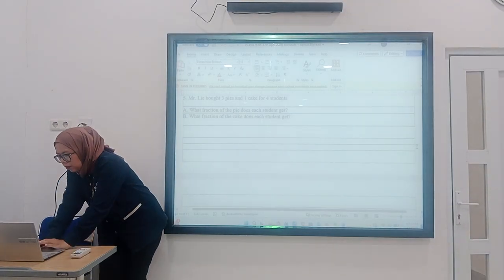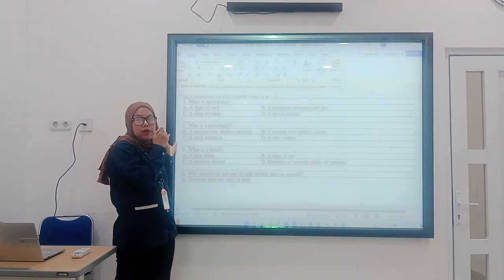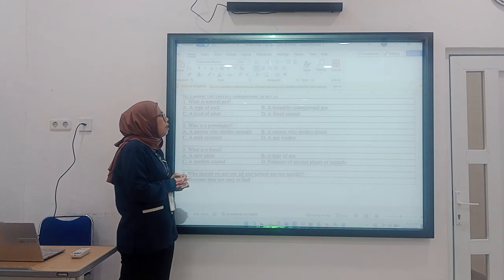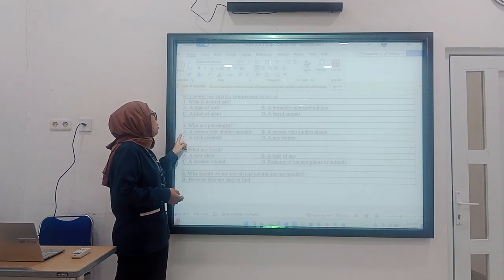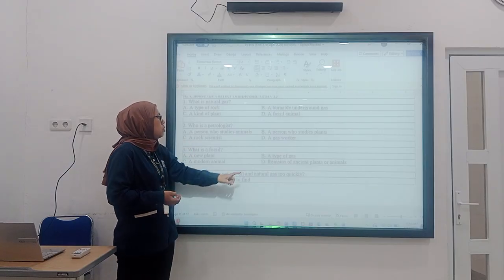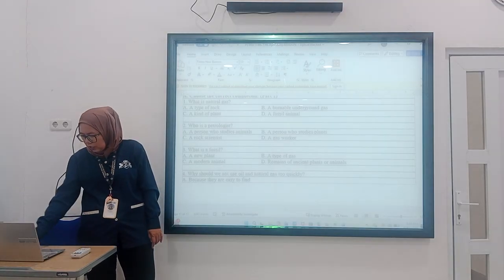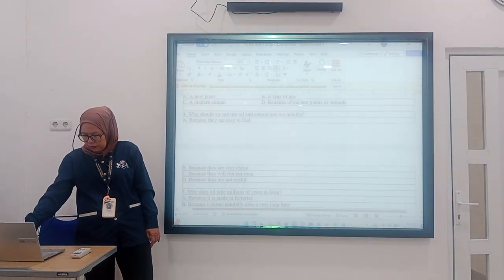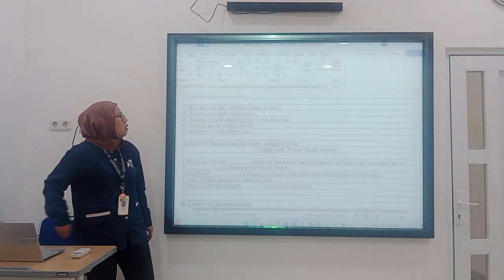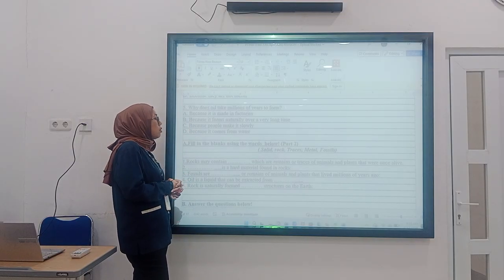Okay, return to science, please. Ready? Okay, number 1 for science, what is natural gas? This is a burnable underground gas. Number 2, who is a petrologist? This is a rock scientist. What is a fossil? This is the remains of ancient plants or animals. Why should we not use oil and natural gas too quickly? The answer is C, they will run out soon.